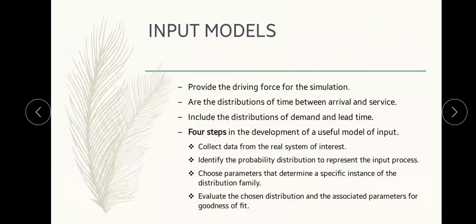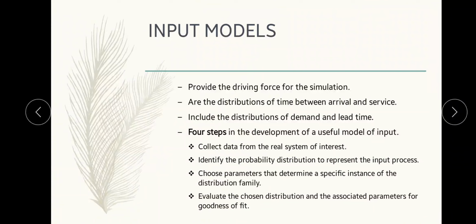In simulation of a queuing system, typically input models are the distributions of time between arrivals and of service times. Input models include the distributions of demand and of lead time. The distribution of time of failure of a component is an example of an input model.